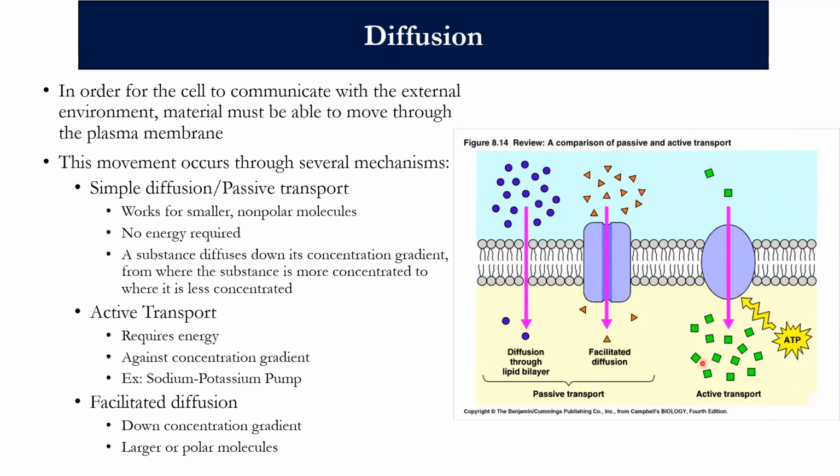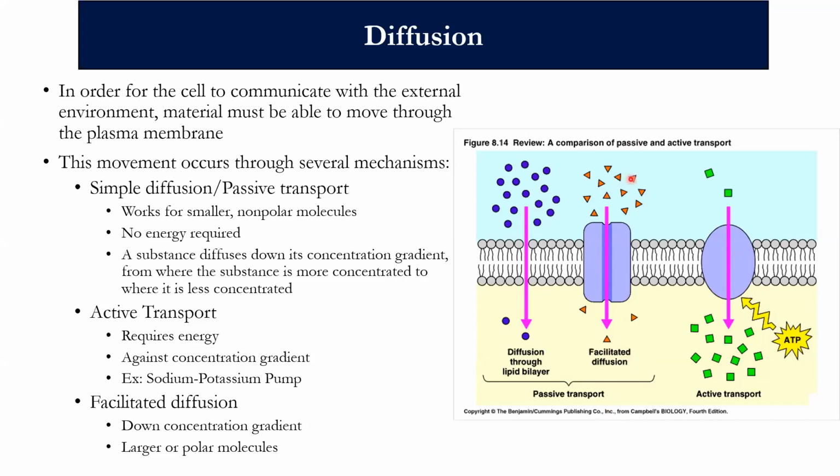If you guys want to look further into this, a great example would be the sodium potassium pump. This is found in the central nervous system, so for example, your brain. You can go ahead and look that up on your own if you want to learn a little bit more. And then facilitated diffusion.